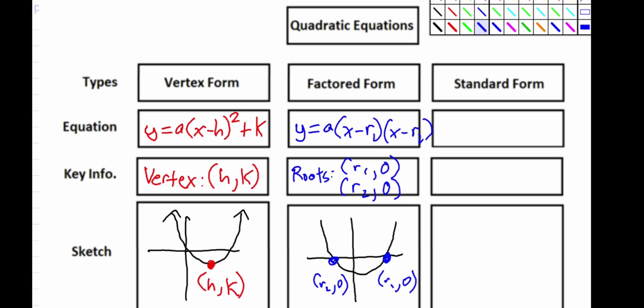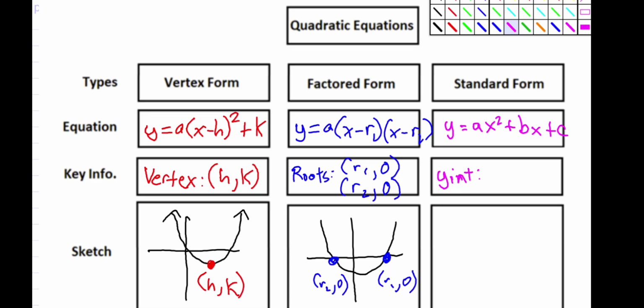And let's do the last one. Last one is standard form. So standard form, what's standard form? That should be the easiest one to remember. Just ax squared plus bx plus c. Okay, so that's standard form. Now, what was the key information? That's what we did today. So the key information we knew from standard form was the y-intercept.